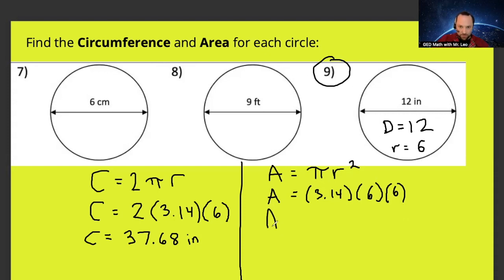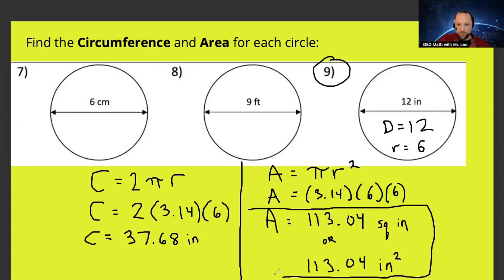Ooh, here's a number. Final answer here, 113.04. What are the units? They will be square inches. SQ IN. Or feel free to write it the other way. 113.04 inches squared with the little 2 in the corner. These are both the same answer. Can you see it? Are you speaking my language?